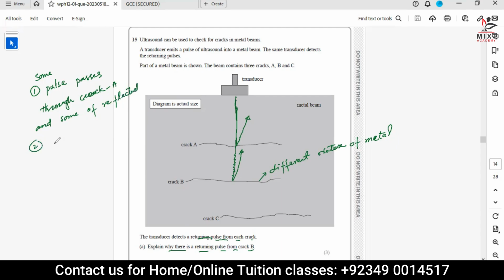Number 2 point. The pulse reflected from crack B. And the third point, due to the different metal nature of crack B. It's fine. So these are the 3 points. Kindly write the points, okay? Then we will check from the marking scheme.